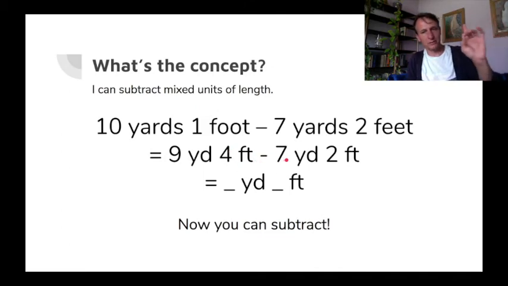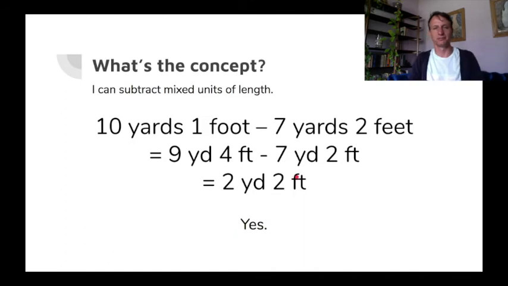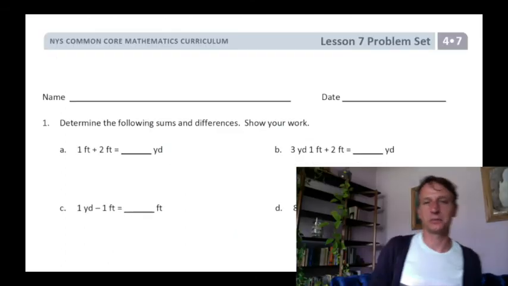Now we can subtract. Minus 7 yards, 2 feet. 9 yards minus 7 yards is 2 yards. 4 feet minus 2 feet is 2 feet still. Beautiful. And there you are. You're done with the lesson there.